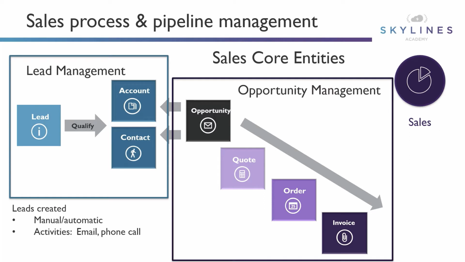After a lead is qualified, it automatically becomes an opportunity. A salesperson can then create quotes and provide them to the customer. If the customer decides to purchase, an order can be created. And when the order is fulfilled, an invoice can then be generated. So these core sales entities are components of the full end-to-end sales process.